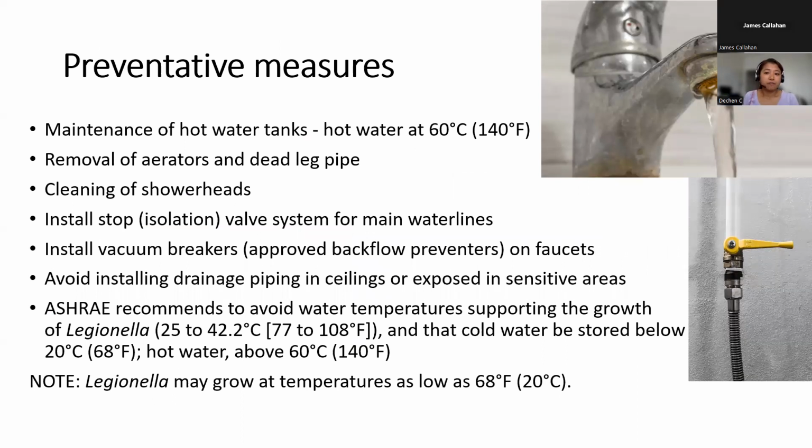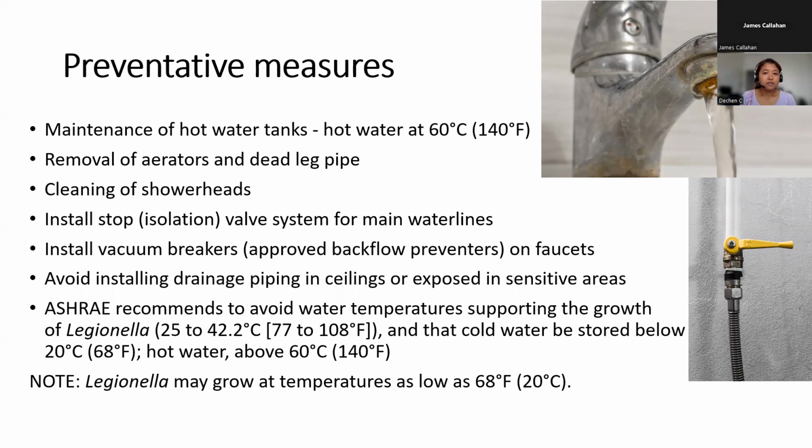Here are some of the preventative measures we can take to mitigate potential risk, such as maintenance of hot water tanks. Maintaining hot water temperature at 60 degrees Celsius or 140 degrees Fahrenheit will minimize the growth of Legionella. Also, removal of aerators and dead leg pipes or unused pipes, and cleaning of the shower heads.